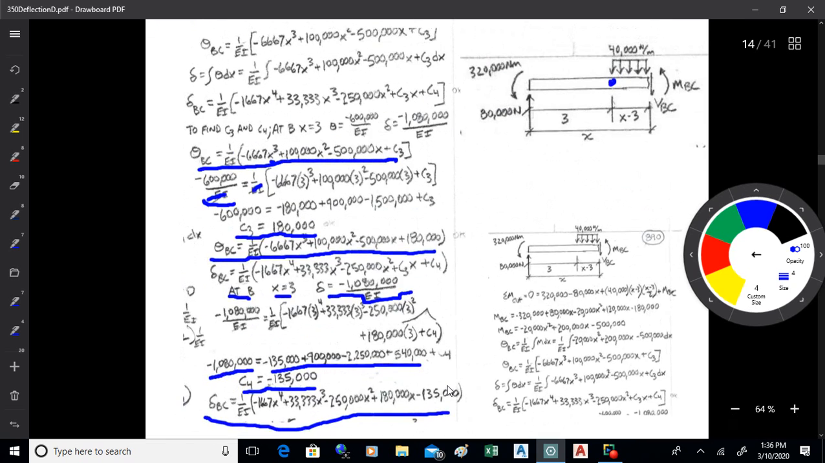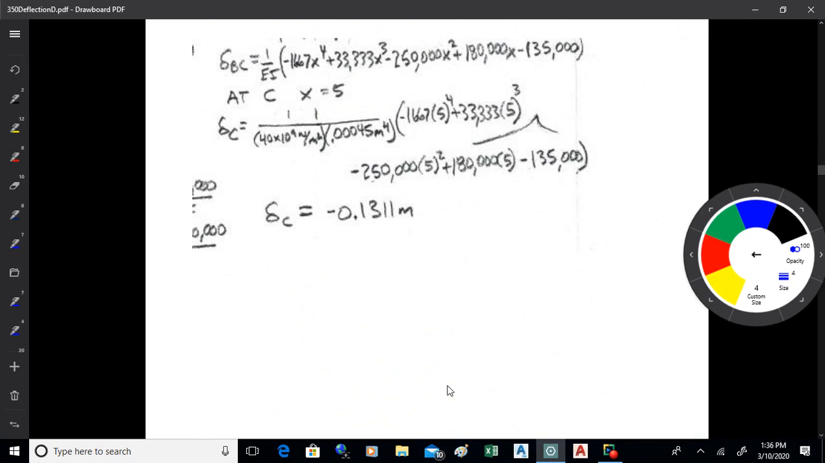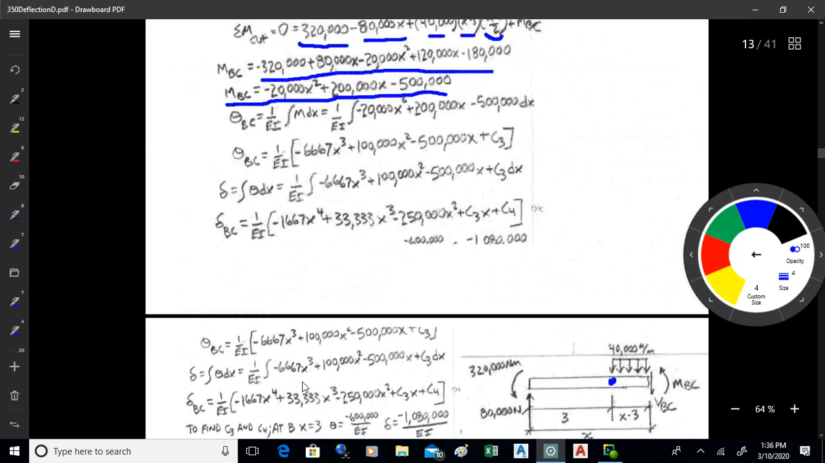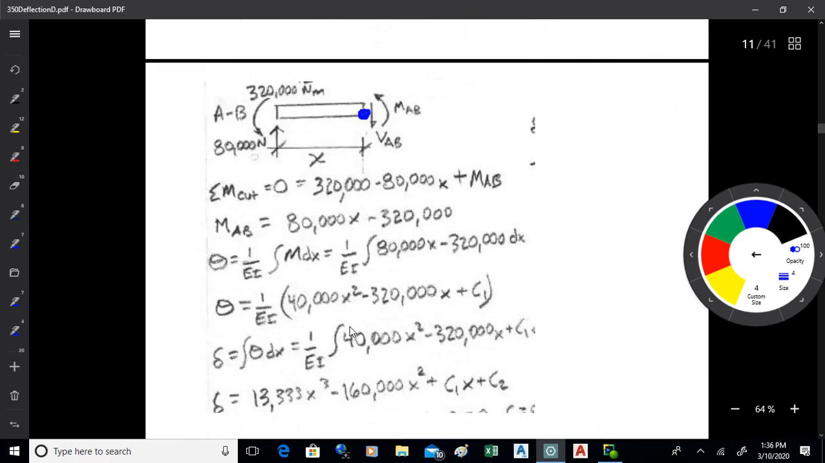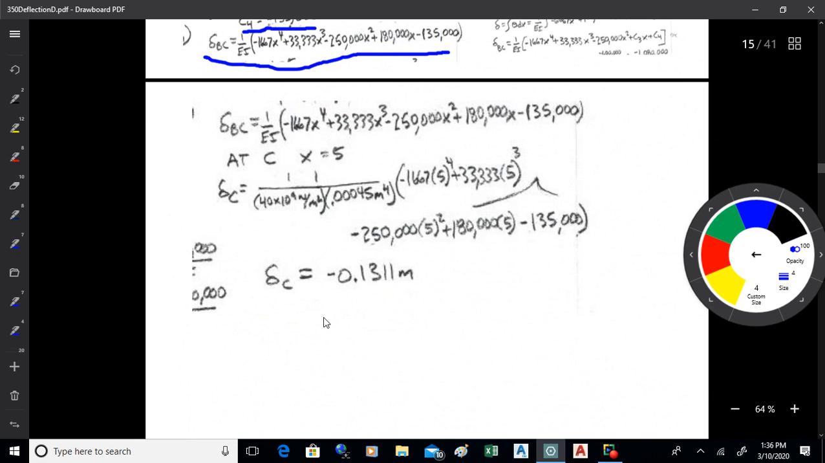All right. So now I've got the delta equation. Delta B from B to C is 1 over EI times negative 1667x^4 plus 33,333x^3 minus 250,000x^2 plus 180,000x minus 135,000. If I want to know how much that cantilever will deflect downward, I plug in x equals 5, because that is the end of the cantilever. It's 5 meters long. At C, x is equal to 3 plus 2, that's 5. So I plug in 5, and I get delta equal to negative 0.1311 meters, about 13 centimeters. So if I load up that cantilever as shown, with the size and E value that I show, point C should sag down 13 centimeters, which is what, 5 inches?